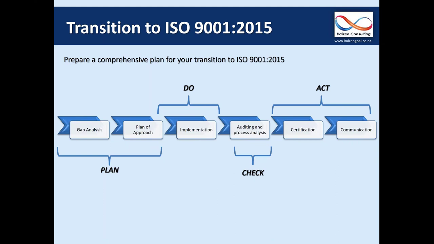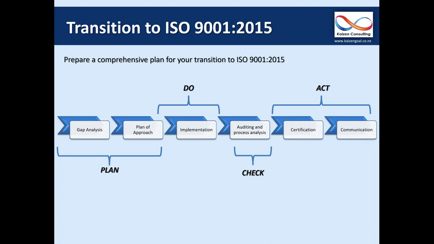Again, we broke it down to the PDCA approach. In your planning section, you have gap analysis and plan of approach, so you need to put a plan together. Then doing would be the implementation. Then we've got auditing and process analysis as your check. And the act side of it would be obtaining your certifications and the communication side of it.